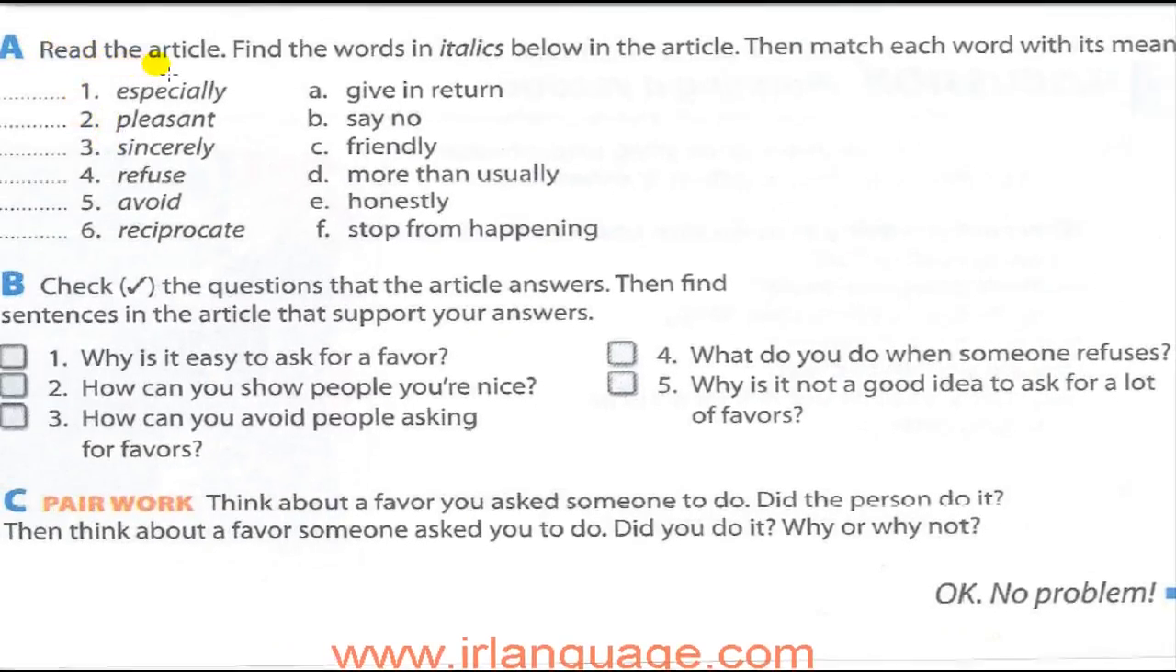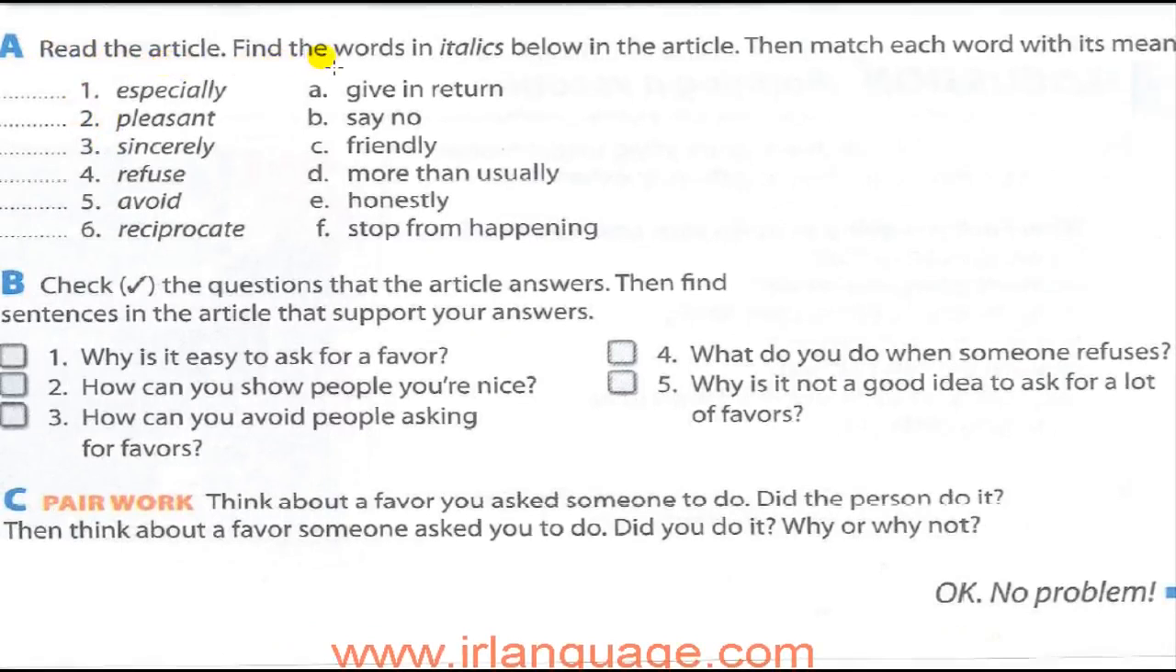A. Read the article. Find the words in italics below in the article. Then match each word with its meaning. So in this exercise you have these words. They are in the passage. You read the word and you match this word in italics with the meaning. Number 1, specially. D, more than usual.